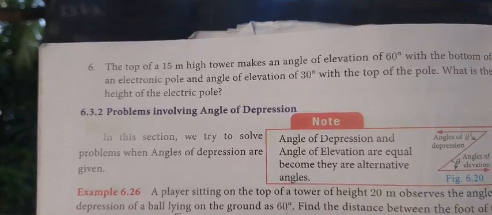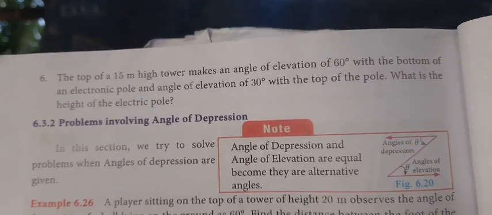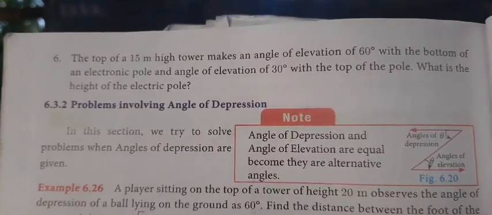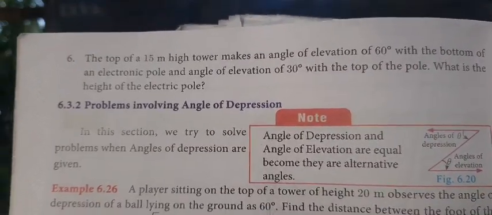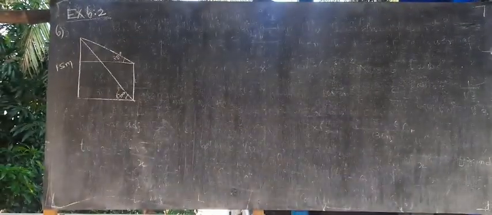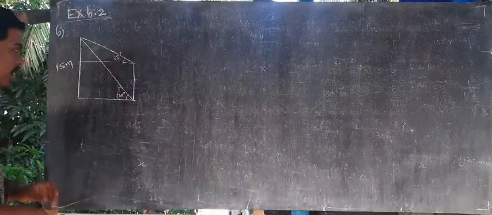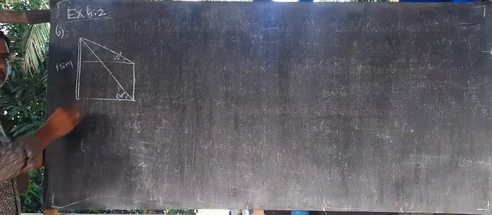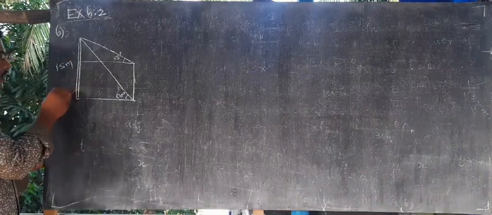The top of a 15-meter height tower makes an angle of elevation of 60 degrees with the bottom of an electronic pole, and an angle of elevation of 30 degrees with the top of the pole. What is the height of the electronic pole? So listen, here what is given: one tower is there. This is 15 meter height. This is one tower, 15 meter height.